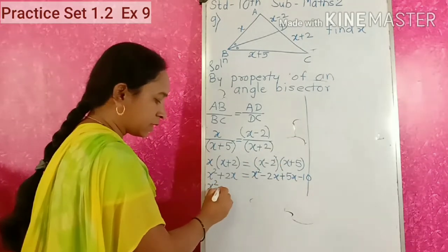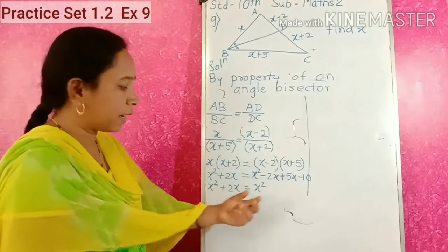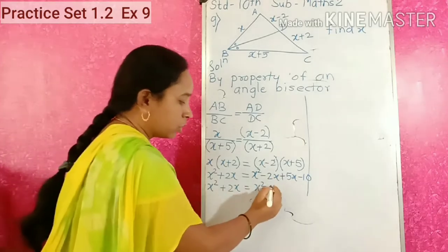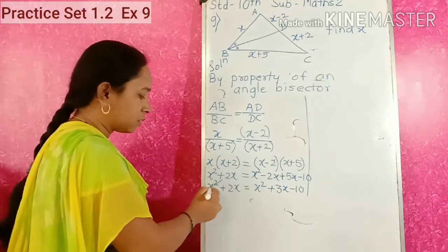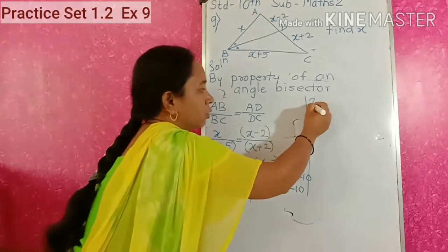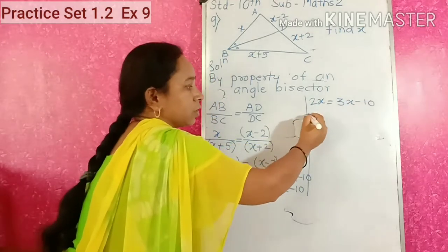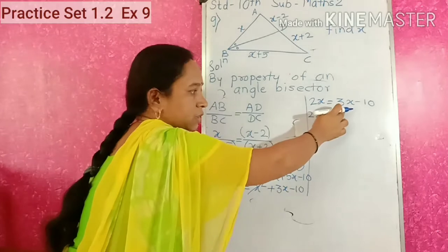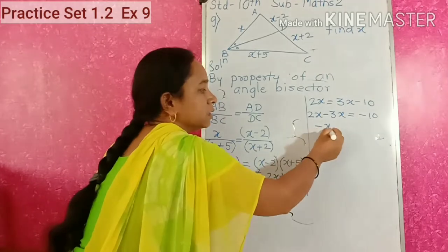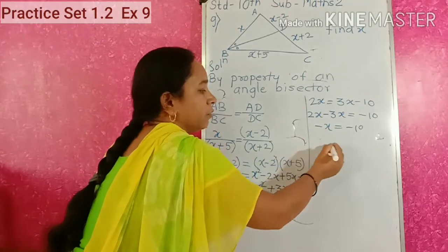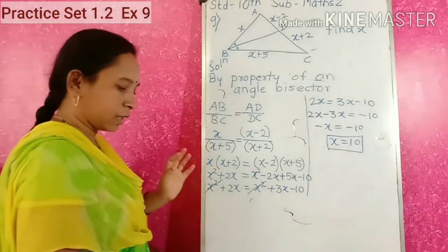So on this side x square plus 2x, on that side x square. What about them? These are like terms, you can subtract them. So here you will get 3x minus 10. X square on both sides will cancel. It will leave 2x is equal to 3x minus 10. 3x transfer to this side, 2x minus 3x is equal to minus 10. Here minus x is equal to minus 10, therefore x is equal to 10. So what is the value of x? X is equal to 10.